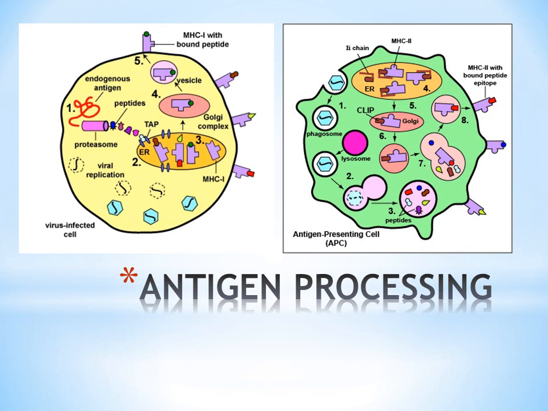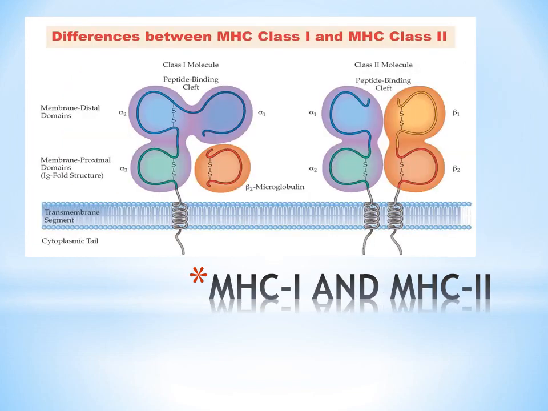Now see here, this is the difference between MHC class 1 and MHC class 2. In MHC class 1, endogenous antigen is processed with the help of proteasome, whereas in MHC class 2, the antigen is processed with the help of lysosome. Class 1 has alpha 1, alpha 2, alpha 3, whereas class 2 has alpha 1 and alpha 2. Class 1 has beta 2 microglobulin, whereas class 2 has beta 1 and beta 2.